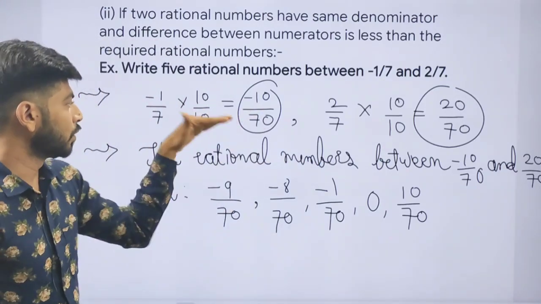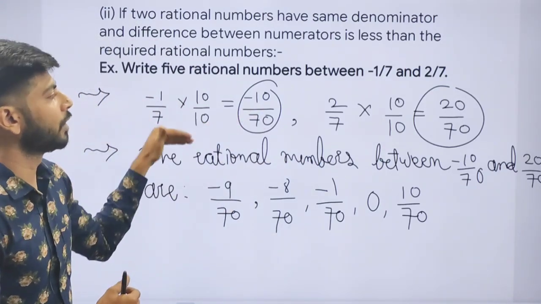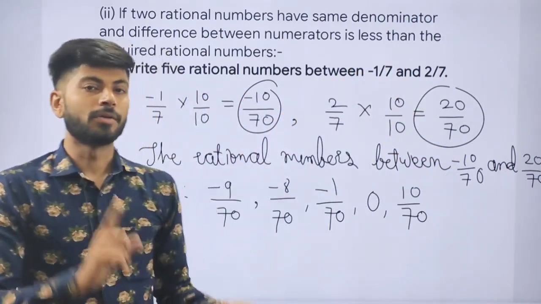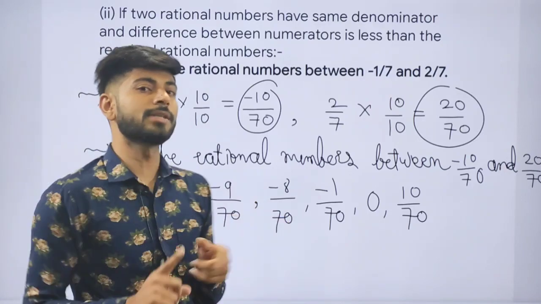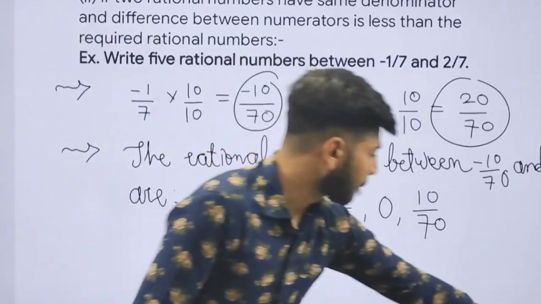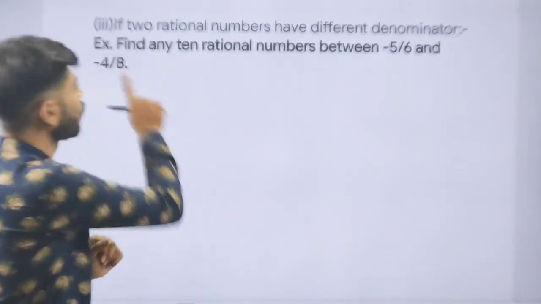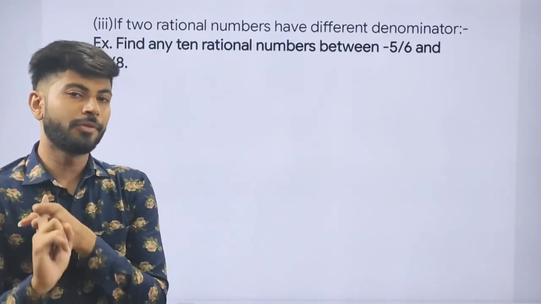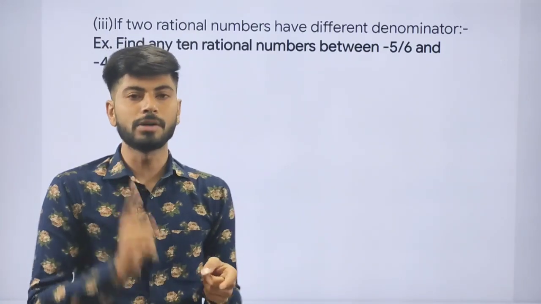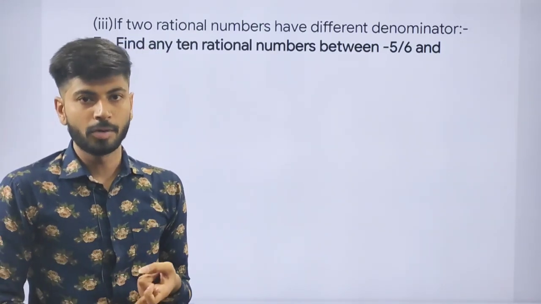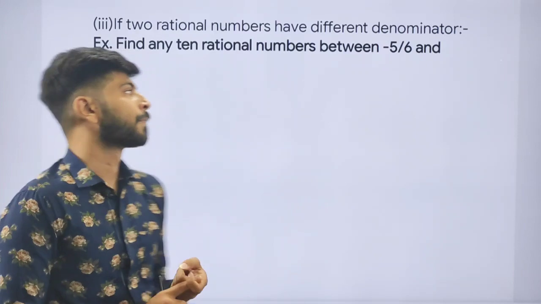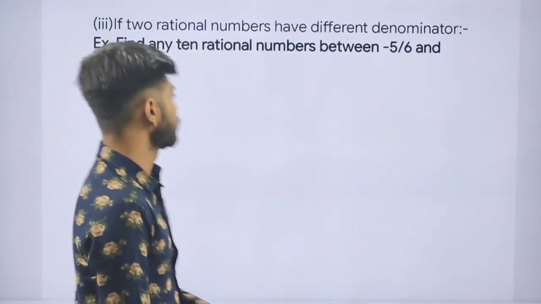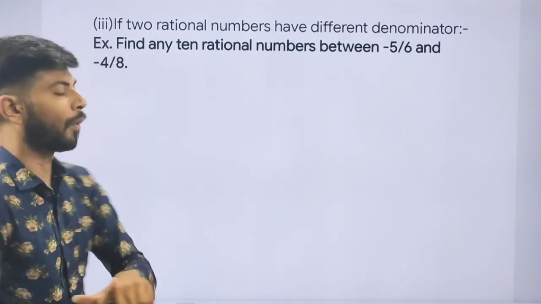So we have to just multiply numerator and denominator with the same number when the denominators are same. But what will we do when the denominators are different? Now, if the two rational numbers have different denominators, we will first convert them into the same denominator by taking the LCM. So, find any 10 rational numbers between minus 5 upon 6 and minus 4 upon 8.